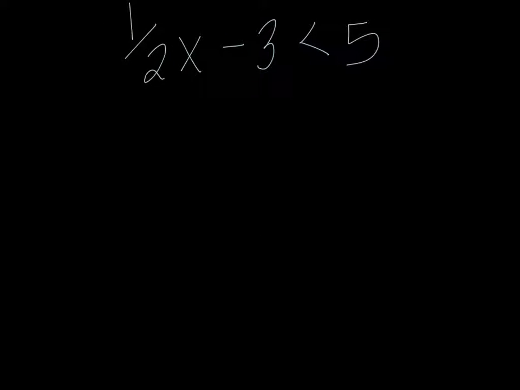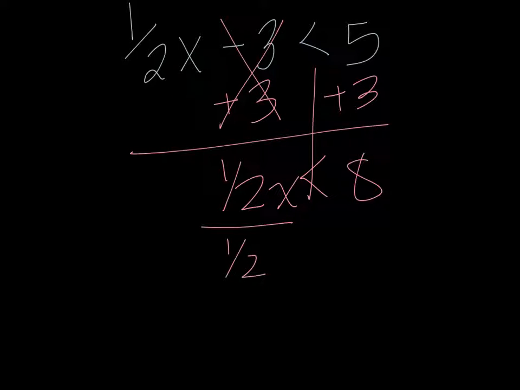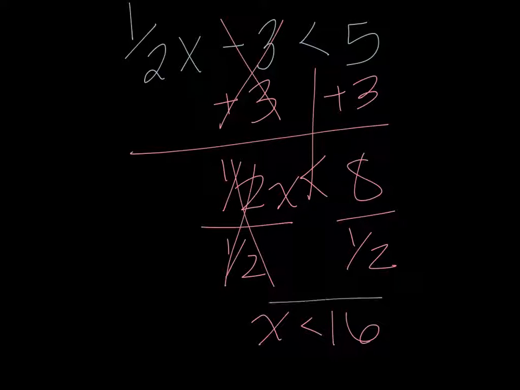Now let's try a two-step inequality with a fraction. So again, we have two sides, and we have to move our constants over first. So we're going to add 3 to both sides. Those 3's cancel. We're left with 1/2 x is less than 8. And then again, our last step is to divide by 1/2. And when we divide by a half, it's the same as multiplying by 2. So x would be less than 16.